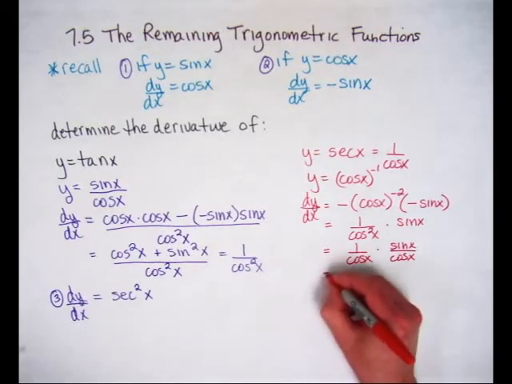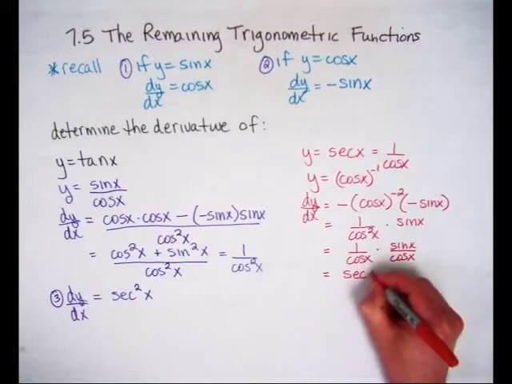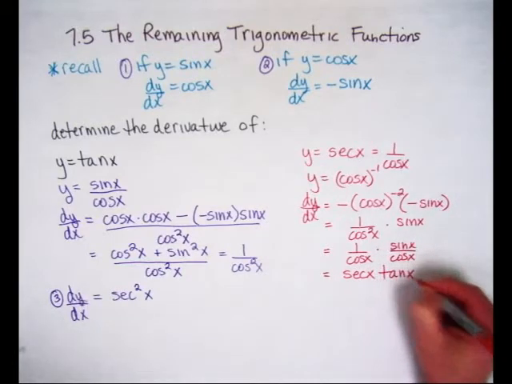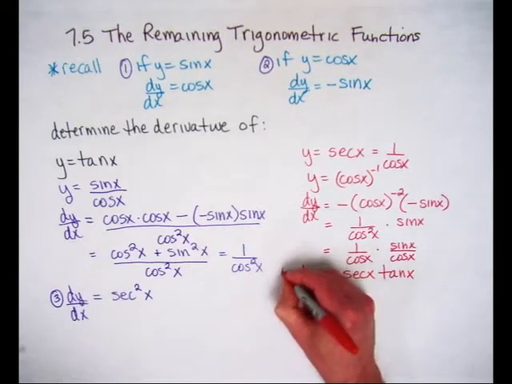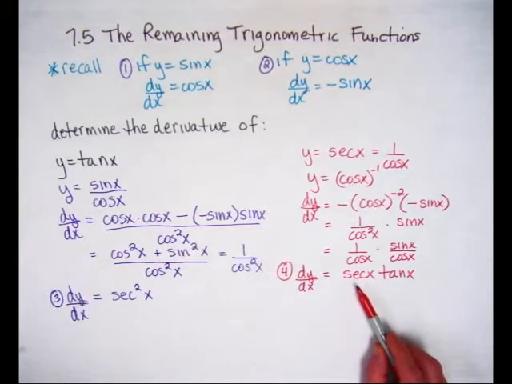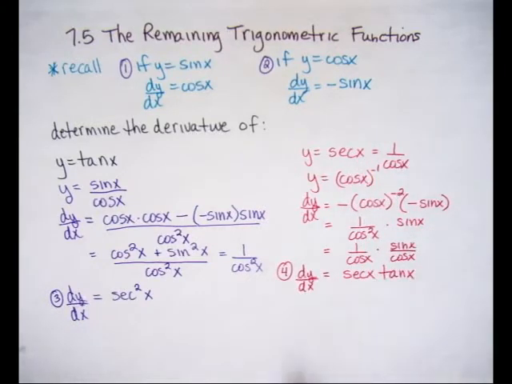And the reason why I want to do that is because I now can use identities. 1 over cos is secant x, and sine over cos is tan x. And there you have rule number 4. It turns out that the derivative of secant is kind of a unique derivative. It's the first time we've seen that the derivative actually has itself in it. If you have a secant x graph, the derivative would be secant x times tan x.